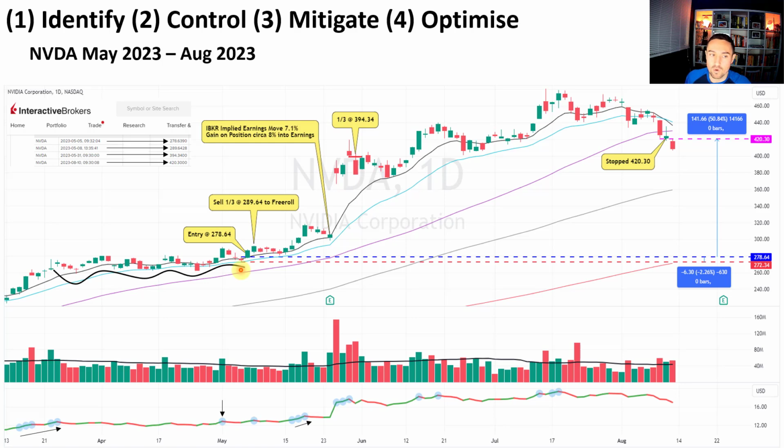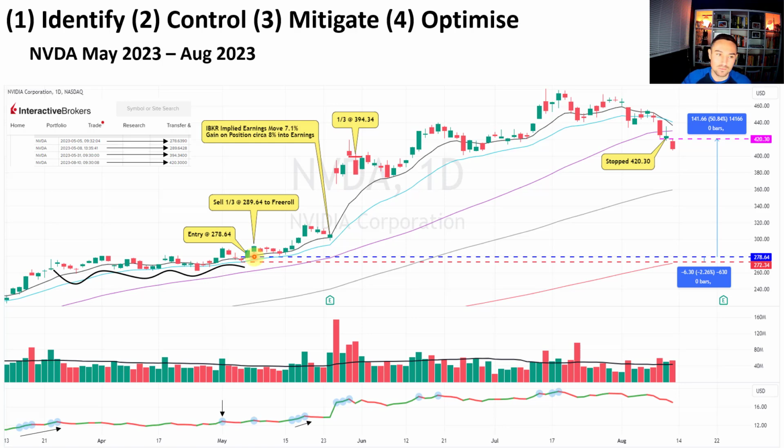Then it's about controlling the risk. So you can see here my initial risk on the trade is around about 2.25%. That's very, very tight indeed. And then what I was able to do is sell 1/3 of the position here at 289.64, which you can see at 289.64 on the brokerage statement, to free roll the position. So now I've got 2/3 of my trade there hypothetically risk free.